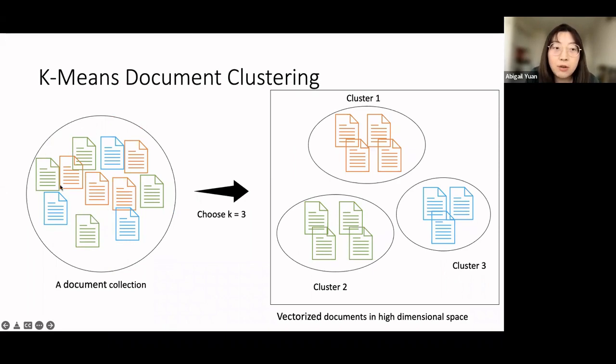In k-means clustering, we start by choosing the number of clusters, and then we project the vectorized documents in higher dimensional space. So we end up with partitions or sets of documents.